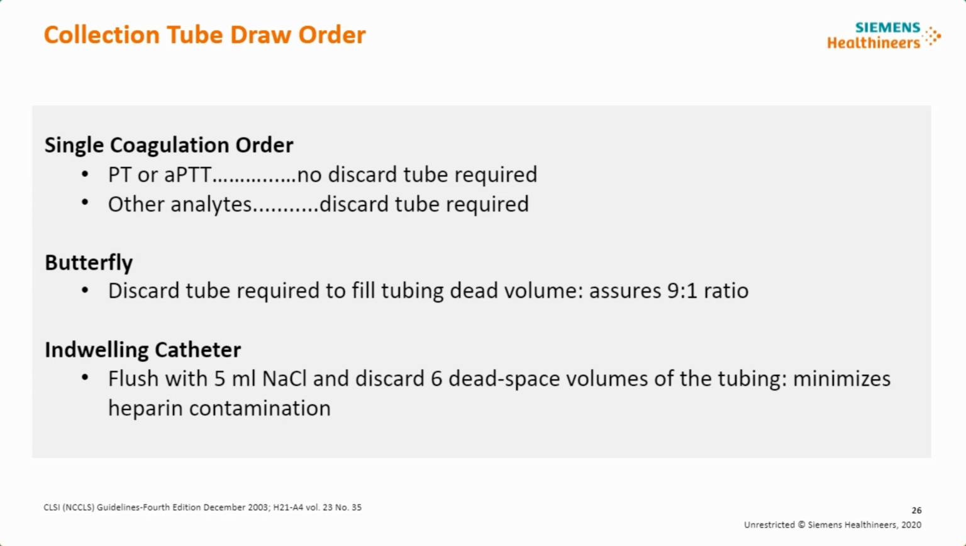If we're using a butterfly, a discard tube probably is required, at least 1 fill volume, to ensure that when you put in the blood, you're maintaining that blood to anticoagulant ratio of 9 parts to 1. And if you're using an indwelling catheter, you probably want to flush with about 5 ml of saline and discard about 6 dead space volumes of the tubing, and that minimizes heparin contamination within the catheter itself. So again, there are varying techniques to collect the blood, but typically defined within each individual laboratory's standard operating procedures.